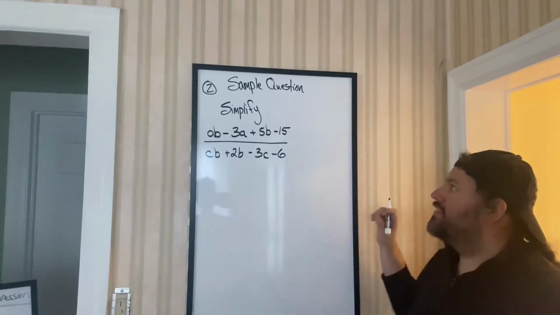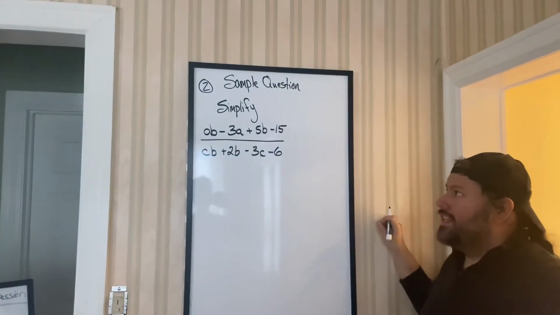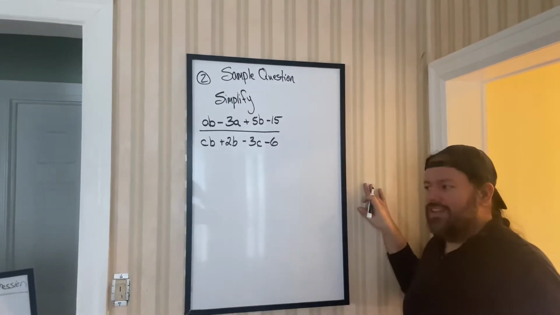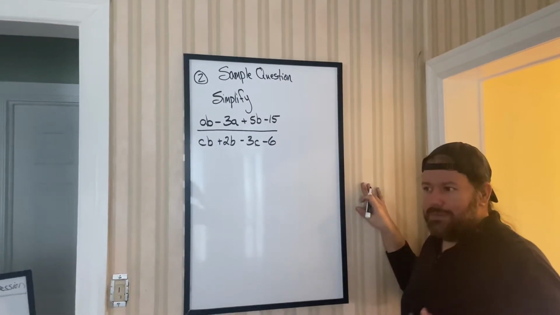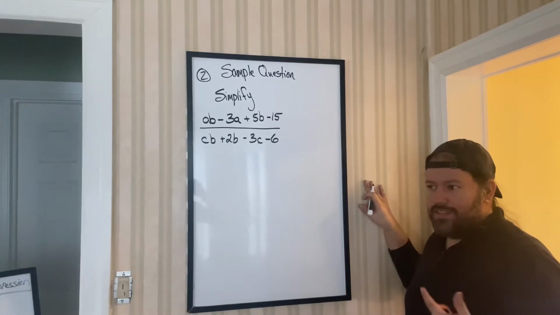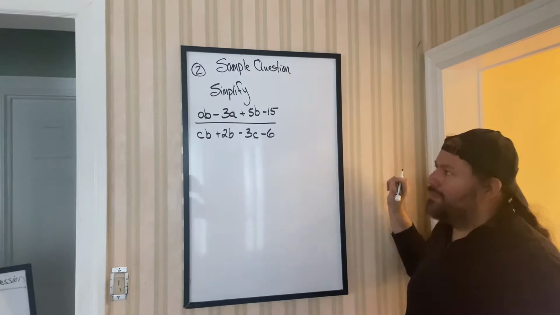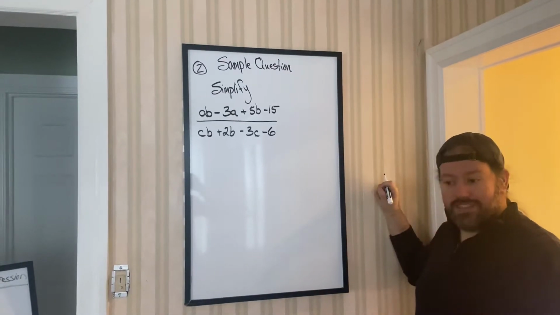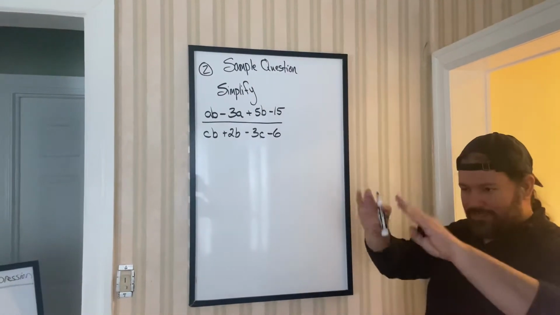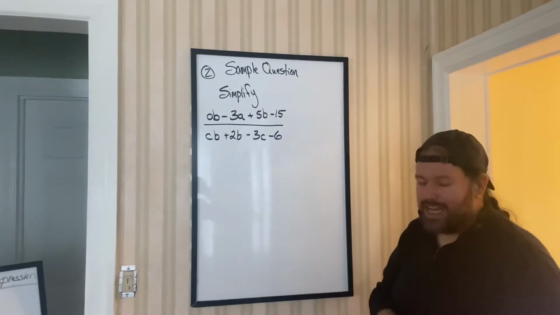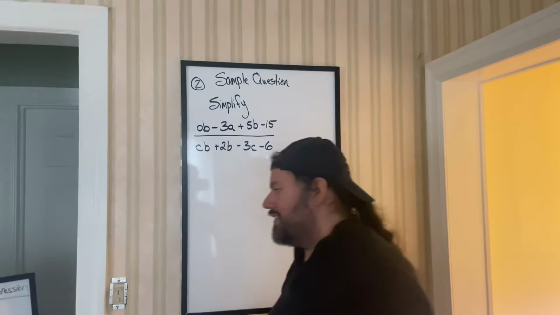So here we have sample question number 2. The directions say simplify. So how do you simplify? Well, we're going to look to see if we have any matching factors. The first thing we have to see is, do we have any factors at all? Notice you don't see any multiplication symbols, so we're going to have to create some multiplication symbols. Remember, parentheses are multiplication symbols. So we're going to factor out the top to see if we can create those multiplication symbols.